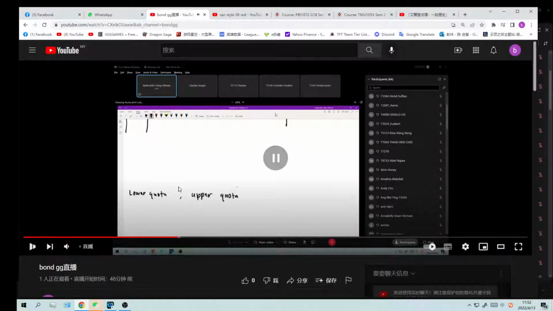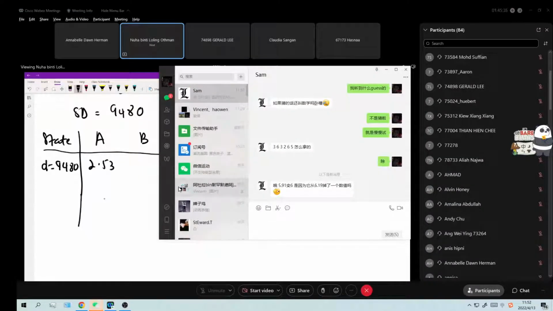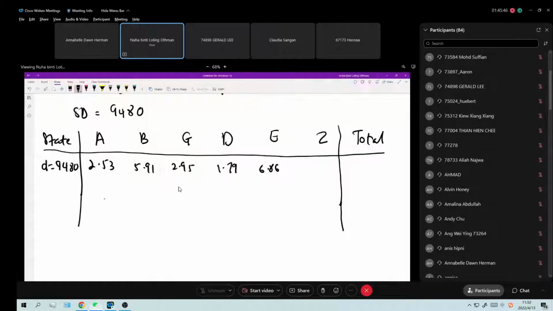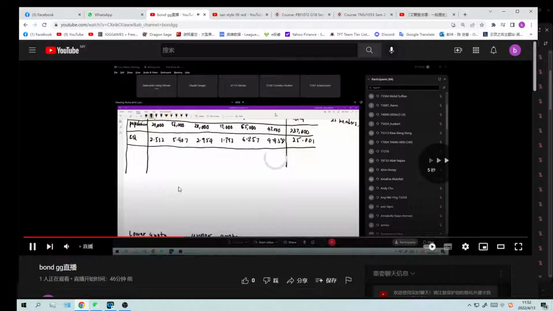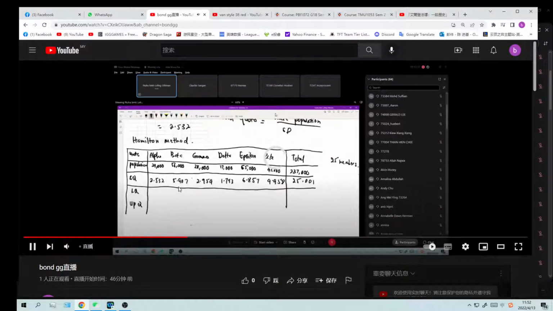Okay, so you know that this is 2.53, this is 4.91, 2.95, 1.79, 6.86, and zeta is 1.96. Okay, and then you know that this one, say, I just write it as rounded quota.